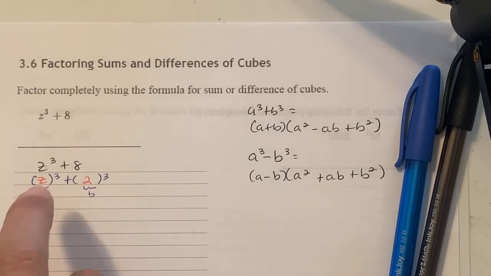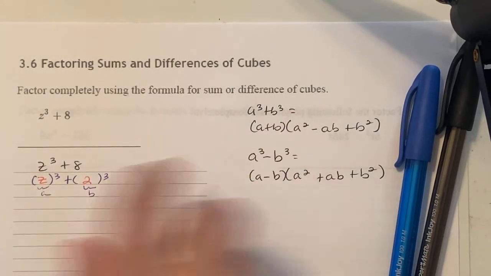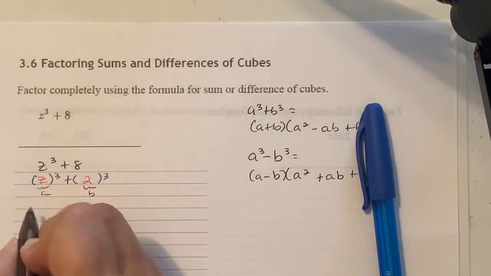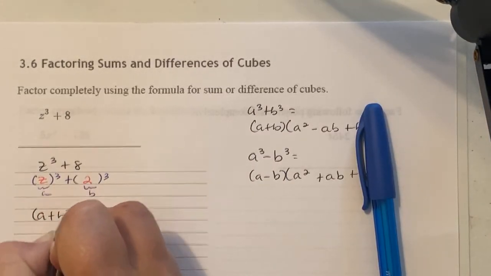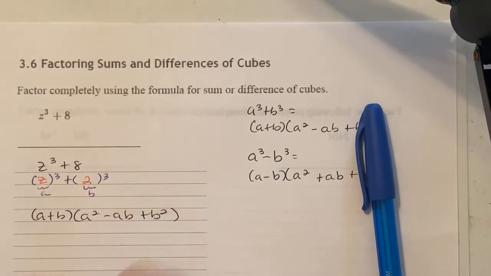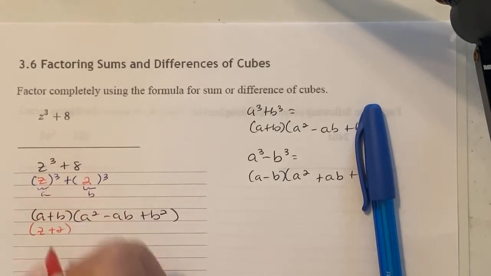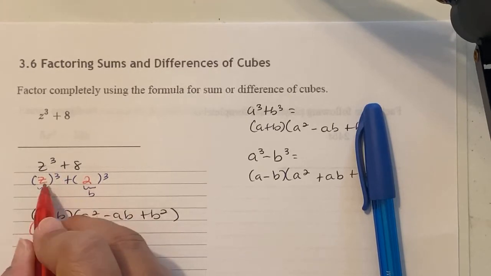Because we've identified our A and B, all you're going to do is take your equation, that's the sum one, and write it down. The expansion says it is A plus B, A squared minus AB plus B squared. And we're going to use substitution and replace our parts. So A plus B is z plus 2. Then it says A squared. Well, z is the A.